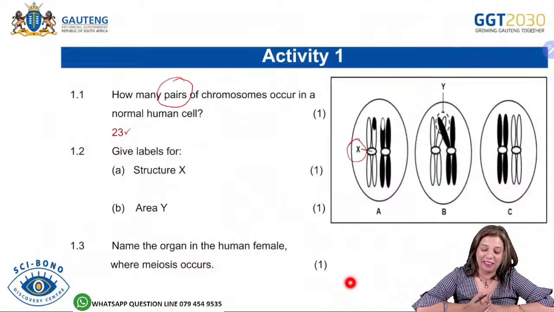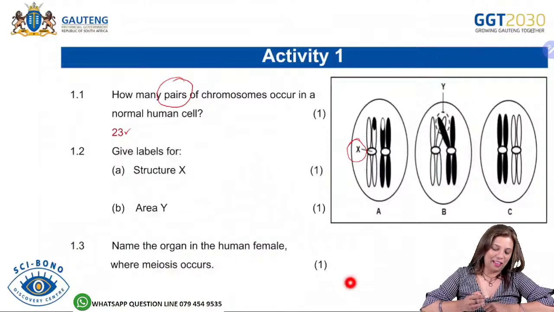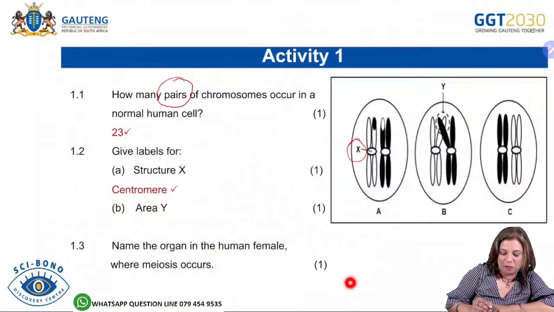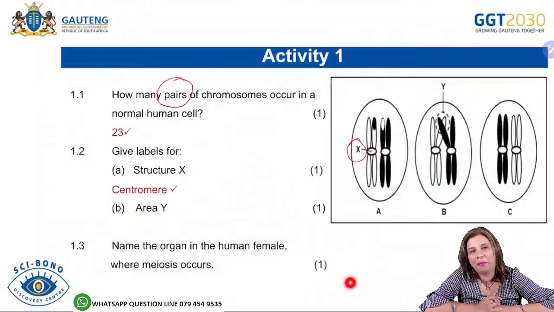So structure X is the centromere, correct. We know that the centromere joins the chromosomes, and that it is the part that splits during anaphase. We have a lot of reference to the centromere, so they can put it in a lot of diagrams. You need to be able to understand what it looks like and where it's found.